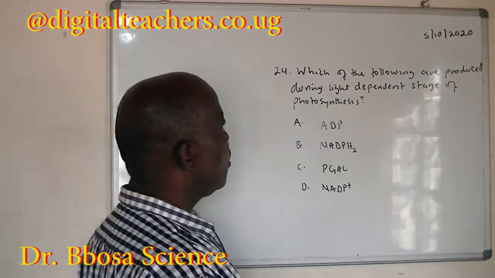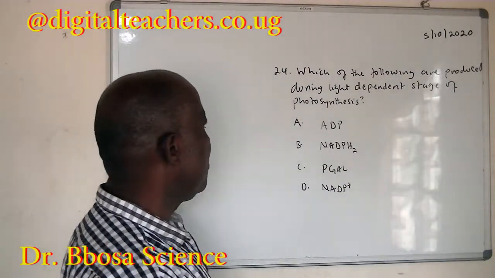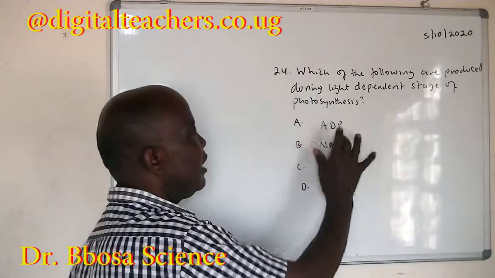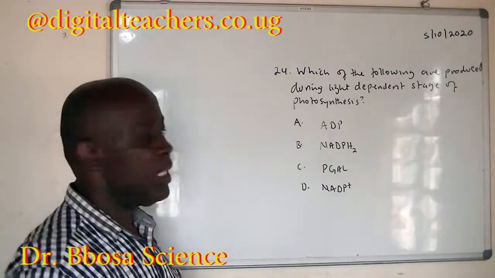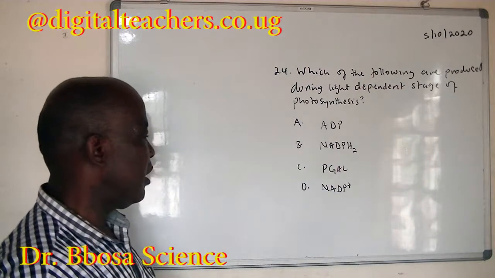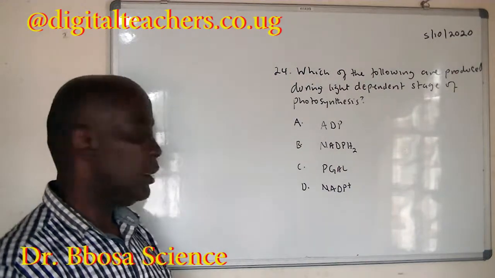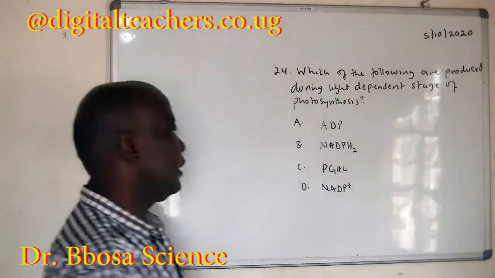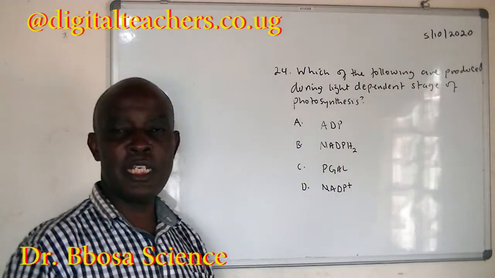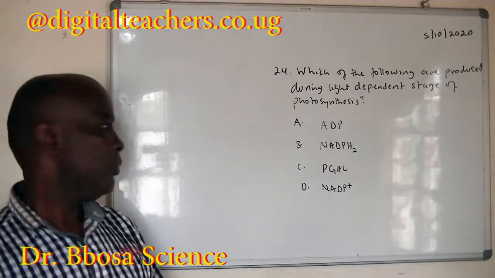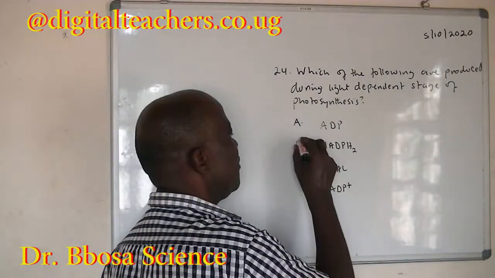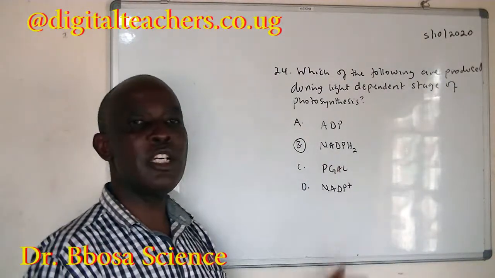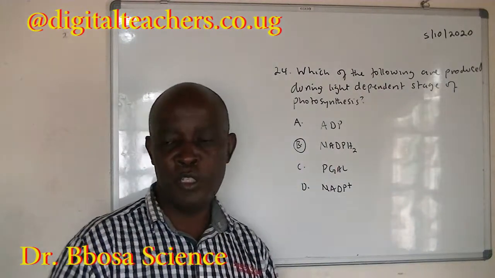Number 24. Which of the following are produced during light-dependent stage of photosynthesis? A. ADP. B. NADPH2. C. PGAL. D. NADP+. You pause, get the answer, and then we continue. The answer is B. In the light dependent stage, NADPH and ATP are produced.